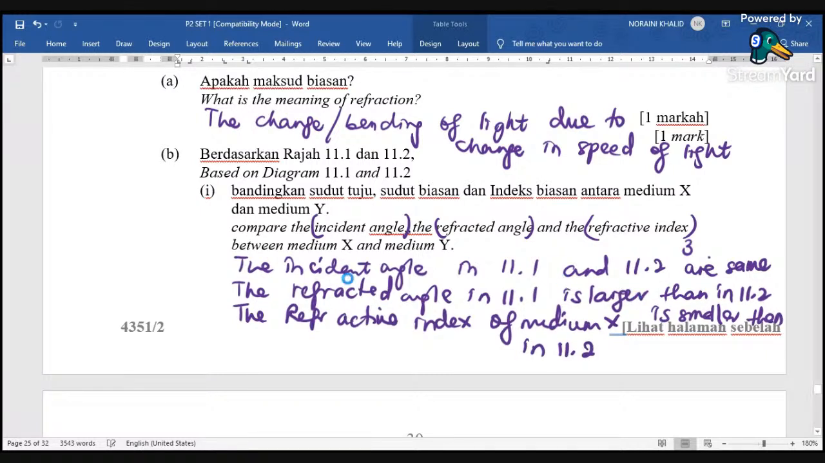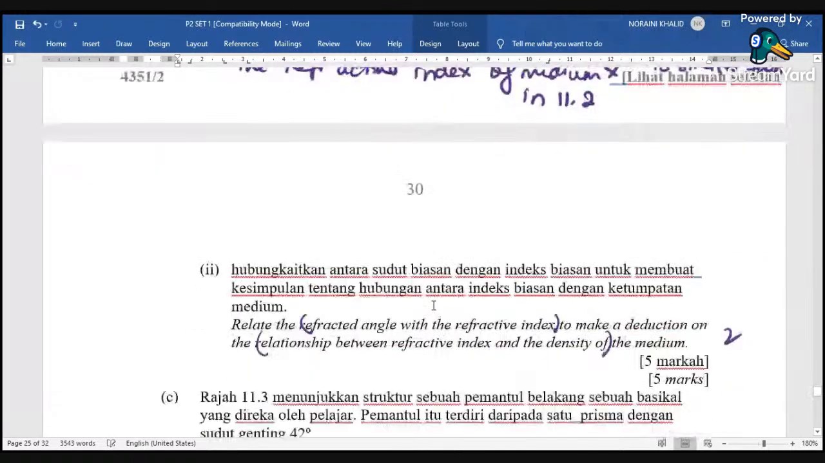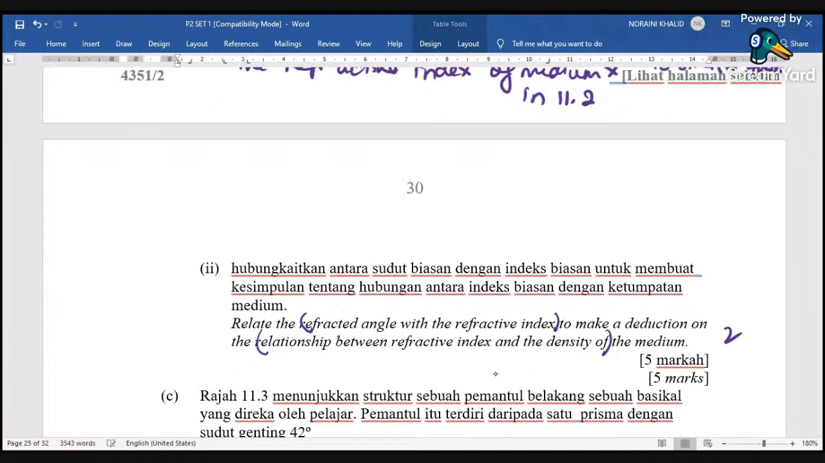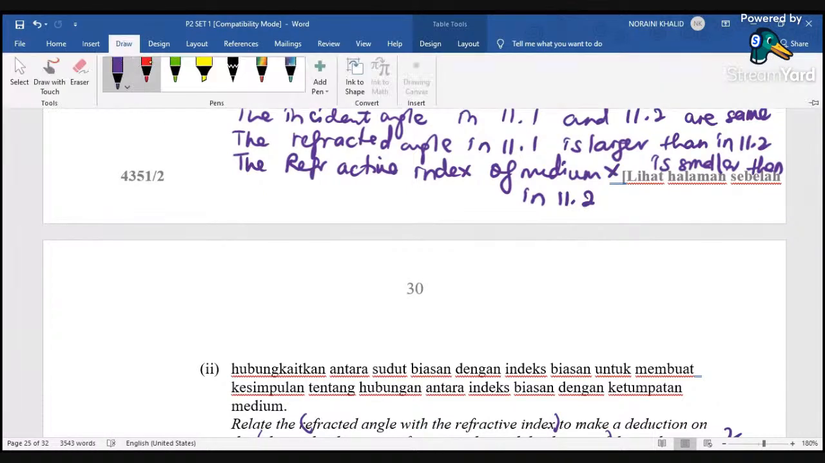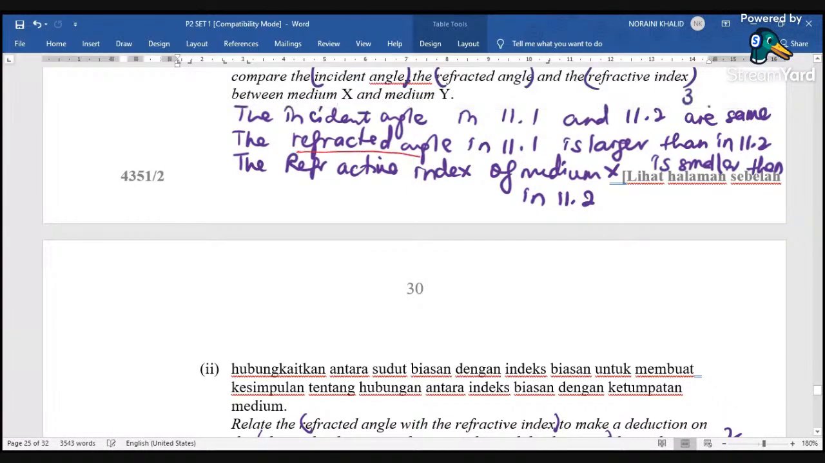Okay, so ini you dapat 3 markah, you get 3 marks, very easy. You just look at the diagram. Okay, and then another 2 marks from here: relate refracted angle and refractive index. I will use the answer above. Refracted angle larger, refractive index smaller. So you can see, that's why you must start with the same diagram, 11.1, 11.1. So indirectly we can relate.